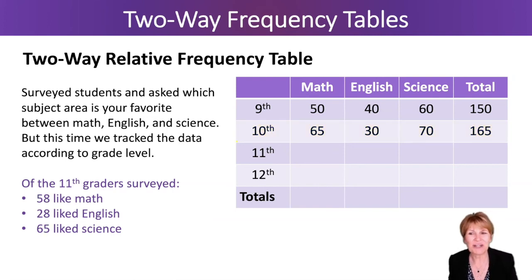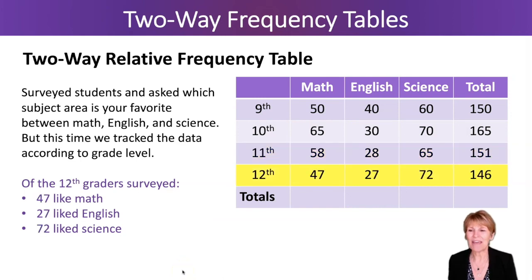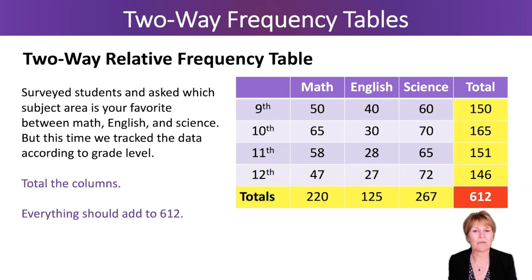Our 11th graders had these numbers. We placed that data in the table. And finally, for our 12th graders, we can enter in that data. Now we also want to total each column, so we can get the total number of people that like math, the total that like English, the total that like science, and both totals across the row and down the column should total the same number. That's always your check to make sure you haven't made any errors. Everything should add to 612.